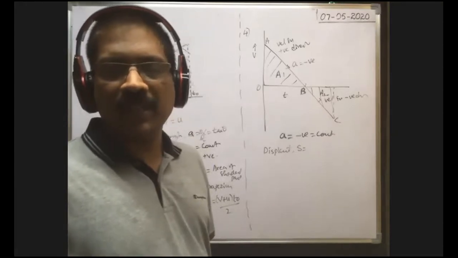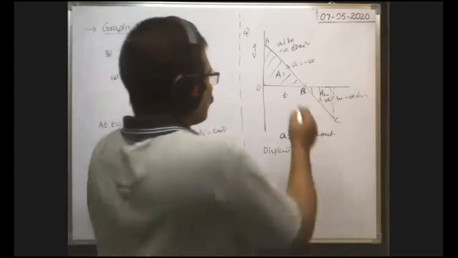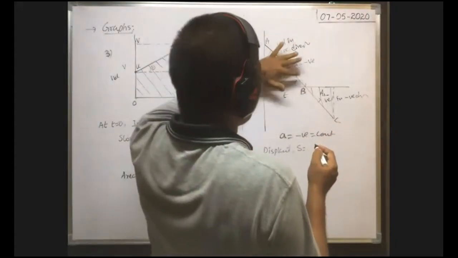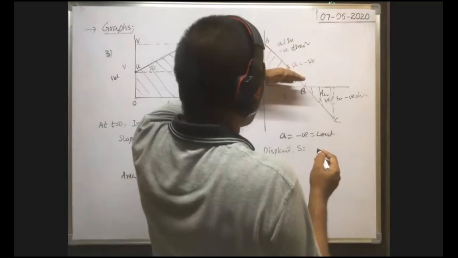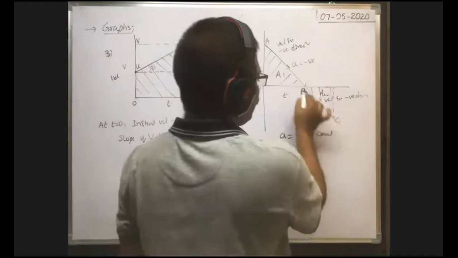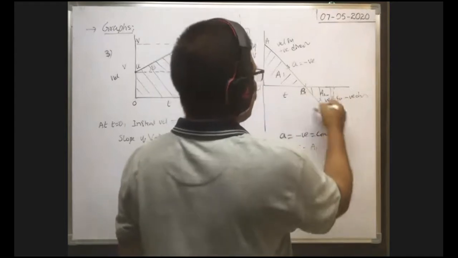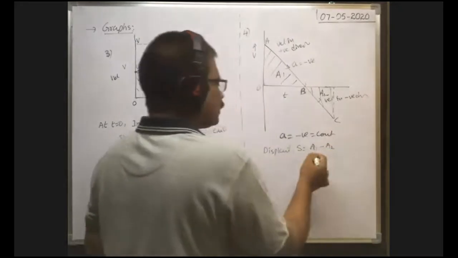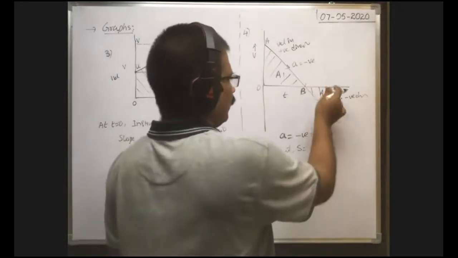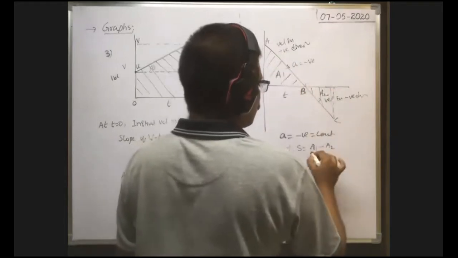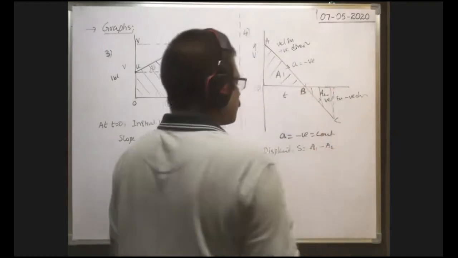Tushar wrote A1 minus A2, very good. Because this graph is along the positive velocity axis, the area bounded by this curve with the x-axis is positive. That's why A1 is positive. Here the straight line is in the negative y direction, so this area must be taken as negative. So you add them, which means A1 minus A2. Negative area must be subtracted from positive area. Then the net area is the displacement of the body.